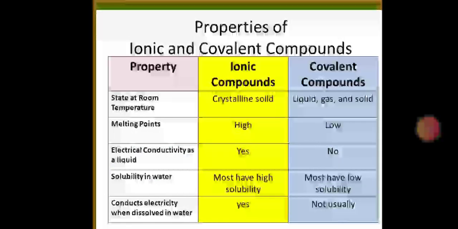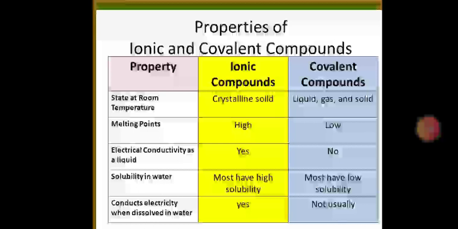All right, then let's talk about some of the properties. It's merely the same illustration, but the comparison is now between ionic compounds and covalent compounds. The states are different for ionic compounds. Ionic compounds are crystalline solids. Ionic lattices are there. We'll talk about that in a next slide. Covalent compounds are liquid, gases and solids, and they are not in crystalline shapes. Melting points are high for ionic compounds, low for covalent.